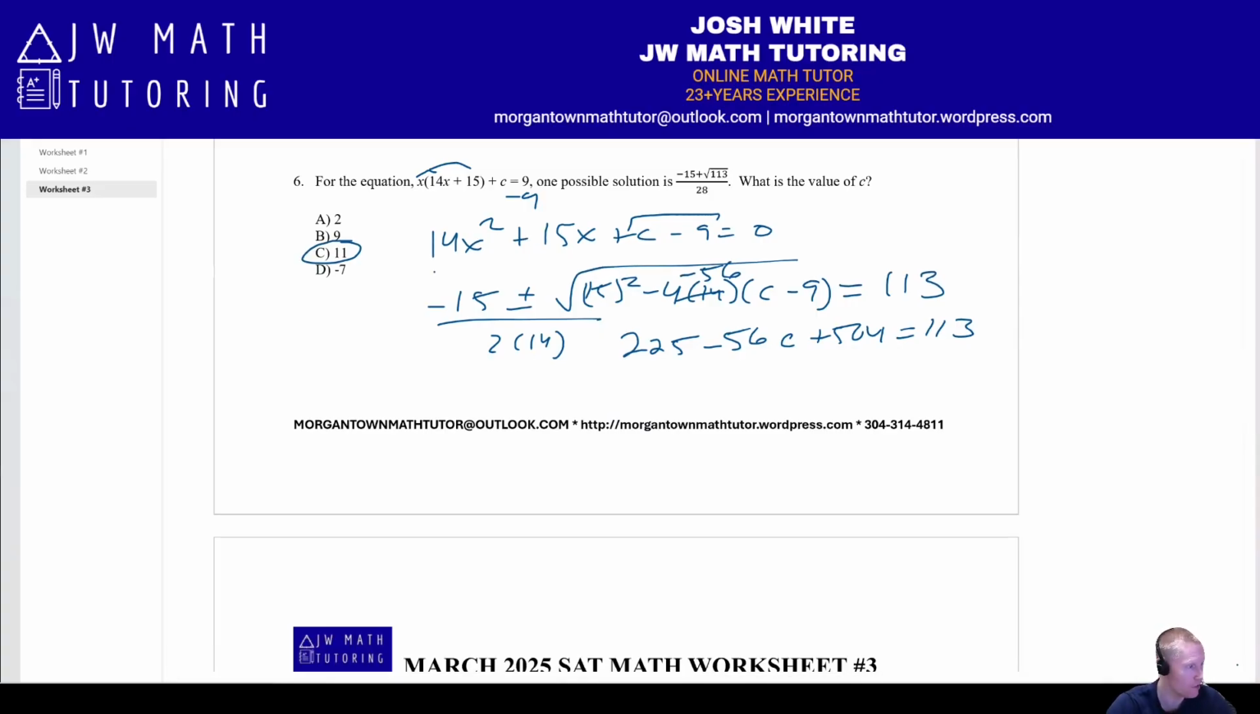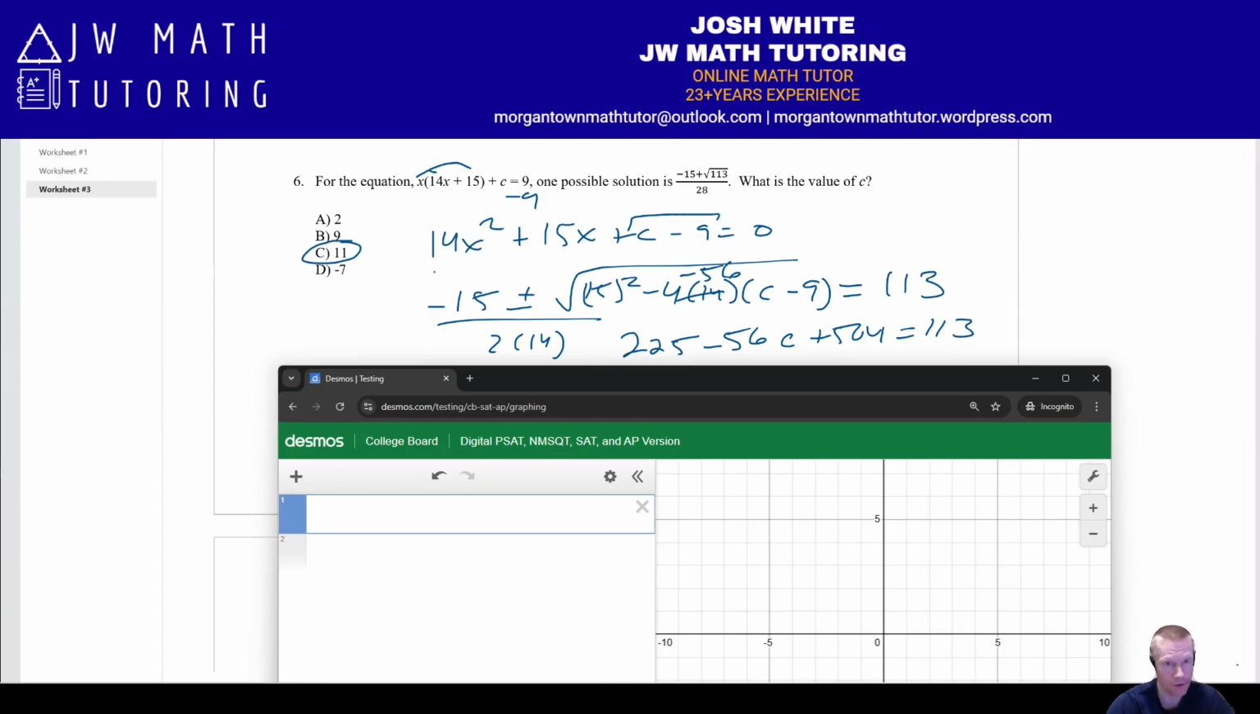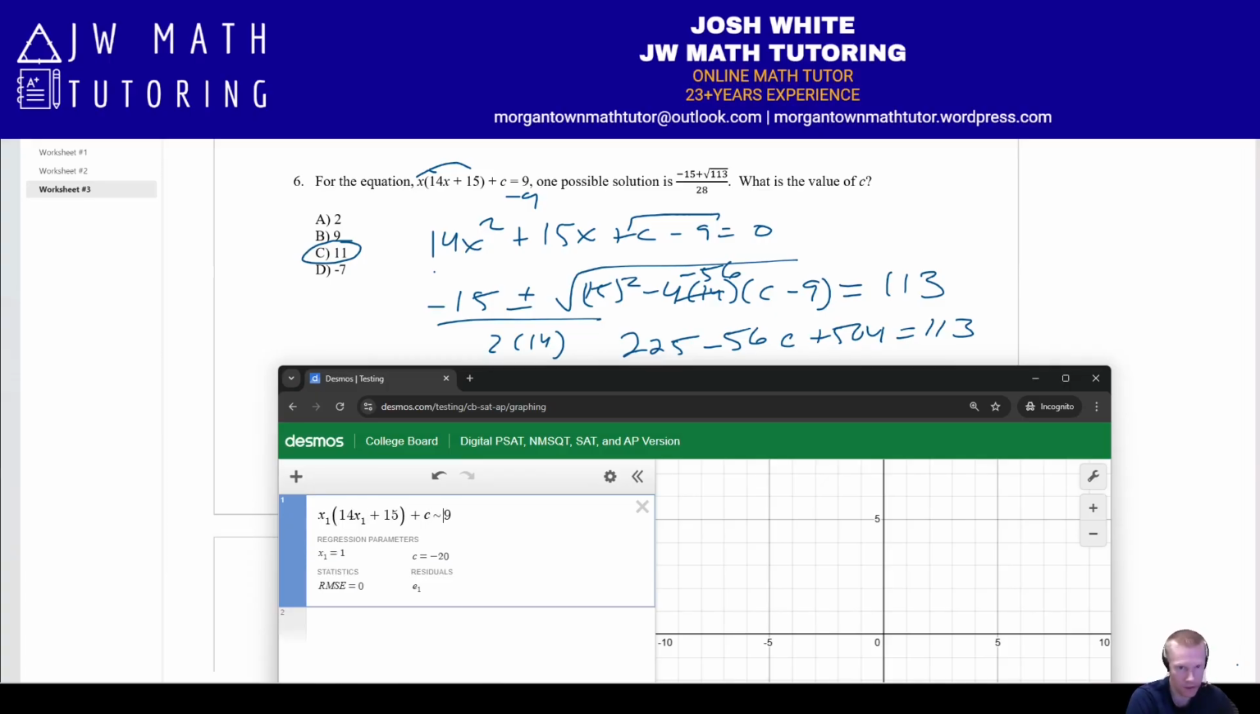Now, if you want to do this entire problem in Desmos, here is how you could do it. So what you would do is you would type out this original function. Okay, and we're actually going to do regression, so I do need to make this a tilde, not an equal sign.